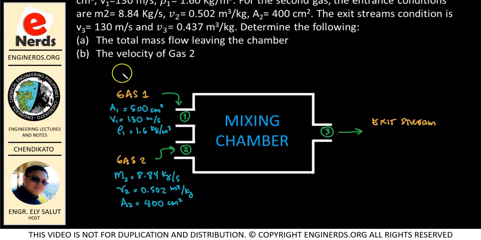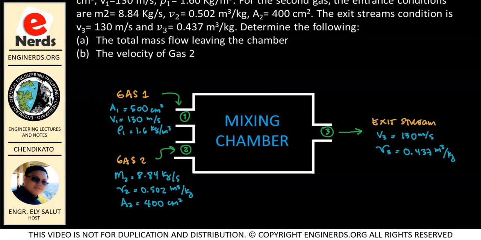And then, sulat muna natin yung mga given natin para hindi tayo malito. Our exit stream condition is, we have our velocity 3, which is equal to 130 meter per second, our specific volume, which is 0.437 cubic meters per kilogram. Okay, so ano yung mga hinahanap natin?